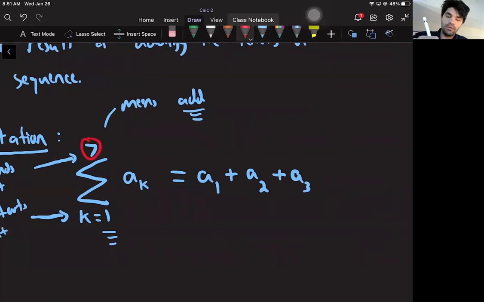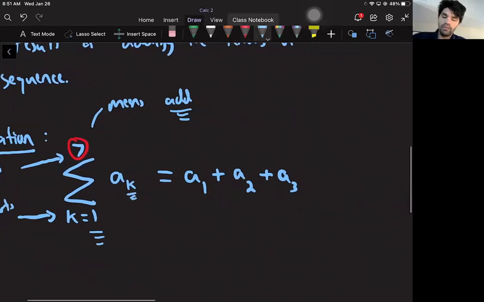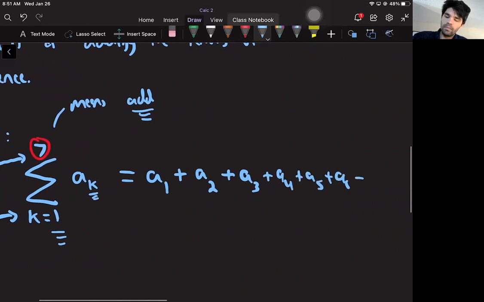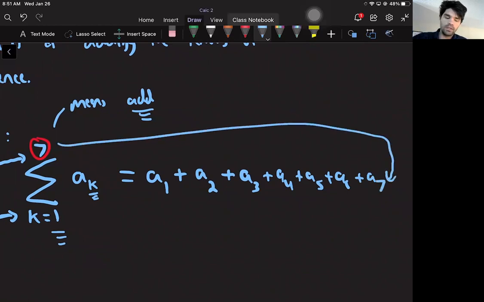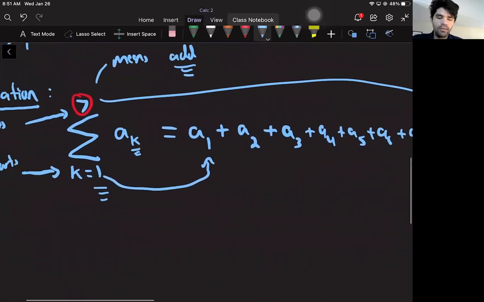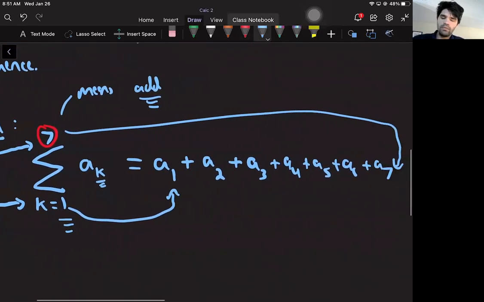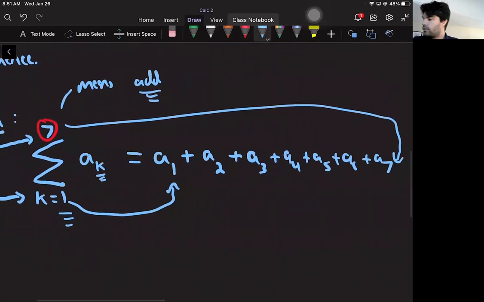the 7th, A7, until K becomes 7. K is what's changing. So this will be A4, A5, A6, A7. So 7 is the last one, and that's why it's the end. 1 is the first one, and that's why it's the beginning. So it's very shorthand notation for adding lots of things together that obey a pattern. So it'll come in very handy here.